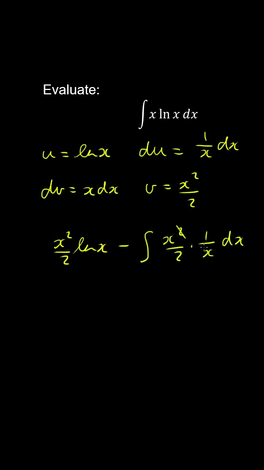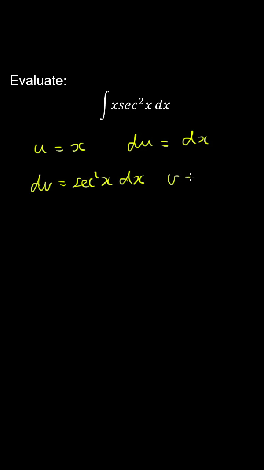And therefore one of the x's cancels, so what we get is x squared on 2 by the natural log of x minus this integral, which gives x squared on 4 plus the constant of integration. Let's evaluate this integral. Again, we're going to use integration by parts because we can't employ u substitution. But in this case, I'm going to set u equal to x because we want to reduce the power of x. So we get du is dx, and dv is sec squared x dx, and integrating this is going to give tan x.